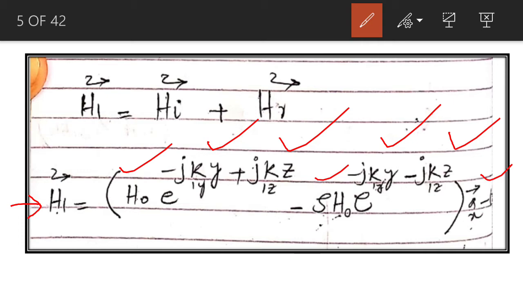So we have already discussed in the previous class that the unit vector Ax and the unit vector Ay will be tangential to the interface, and the unit vector Az will be normal to the interface. So the total magnetic field intensity in medium number 1 is tangential to the interface.